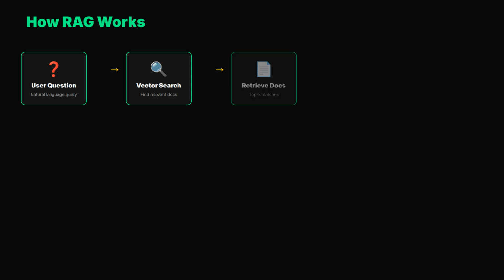RAG stands for retrieval-augmented generation. It's like giving your AI a search engine. Instead of relying only on what the model learned during training, RAG lets it search through your documents, databases, or knowledge base at runtime. Here's how it works.